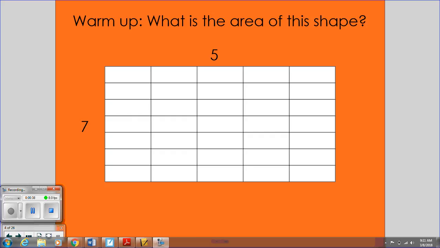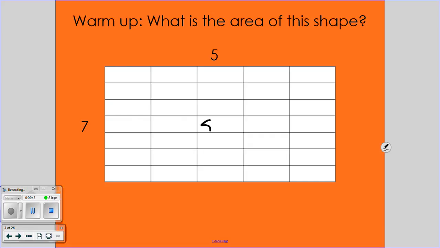Yeah, so Sam said, okay, I have a 5 by 7, and this kind of looks like an array. And I know with an array, I can multiply instead of counting all my boxes. So she did the equation 5 times 7, which gives you 35. And then to figure out multiplication, she used the strategy of skip counting. What other strategy could you have done?